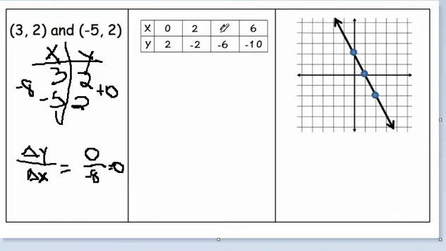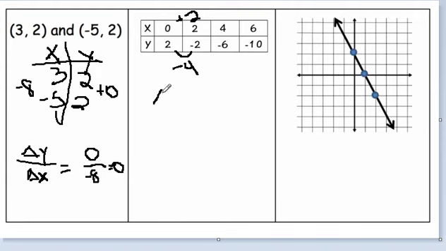So the next one, we do have a table of values, but it's horizontal instead of vertical. So if you want to, you could list it vertically. Otherwise, I'm just going to find my change in y. So I'm just going to use these first 2 points right here. So 2 to get to -2, that's going to be a -4. And then 0 to get to 2 is +2.